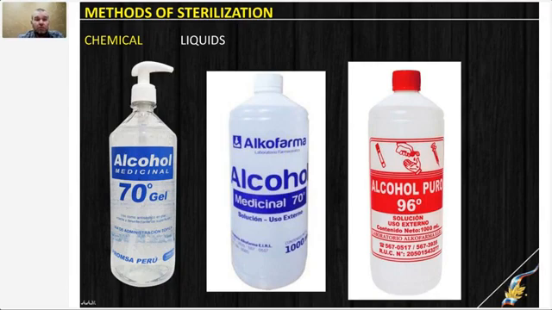And of course, we talked about chemical methods. You all know multiple types of chemicals. Usually they're based on alcohol. Alcohol is safe. It comes in different concentrations, 70 and 96.